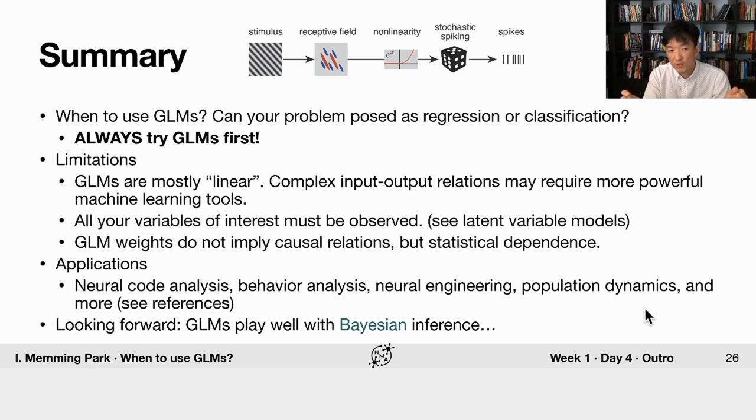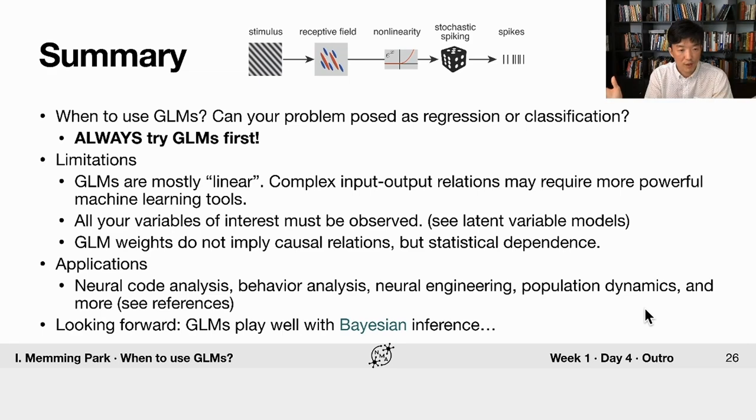GLMs come with some limitations. They're mostly linear, so if you have a very complex input-output relationship that does not have too much of a linear component, you may want to use more powerful machine learning tools to capture such a relationship. For GLMs, we didn't discuss this in detail, but all the variables of interest must be observed. So if there's a hidden neuron or a hidden input that you have not recorded, you may want to use latent variable models. When you're interpreting the GLM weights, make sure that you note that these are statistical dependencies and they don't necessarily imply causal relationships.